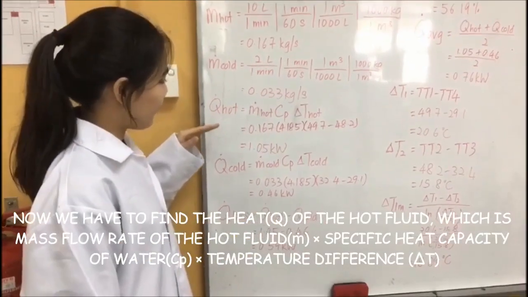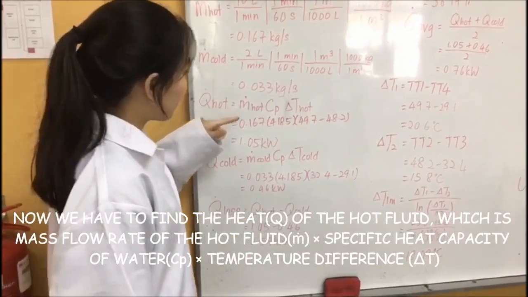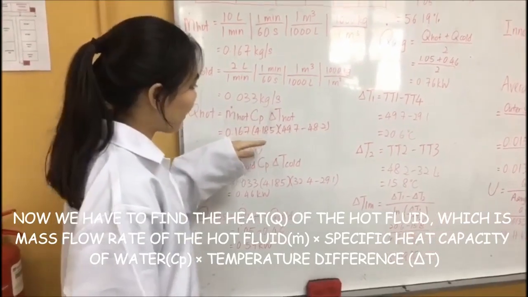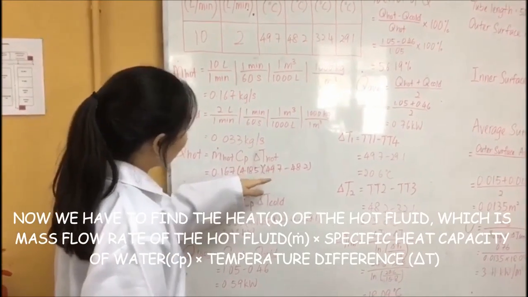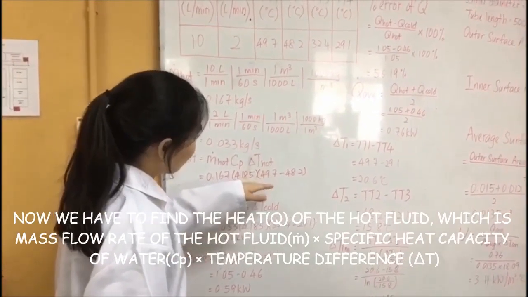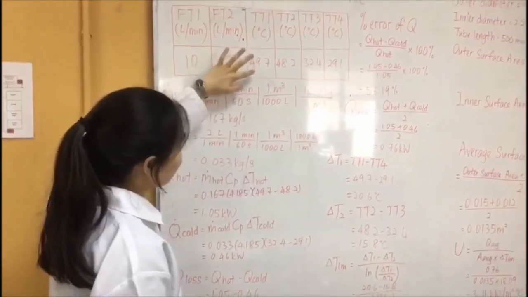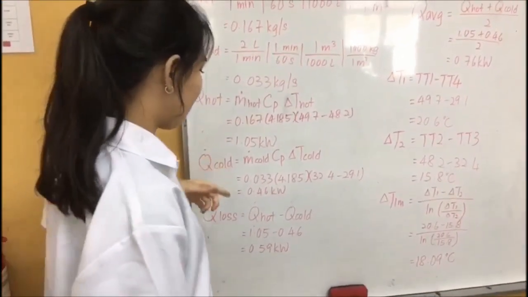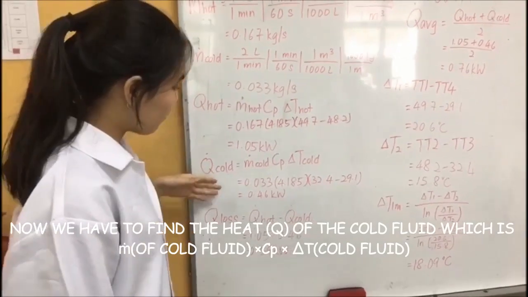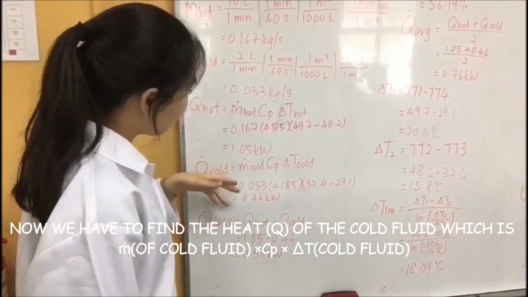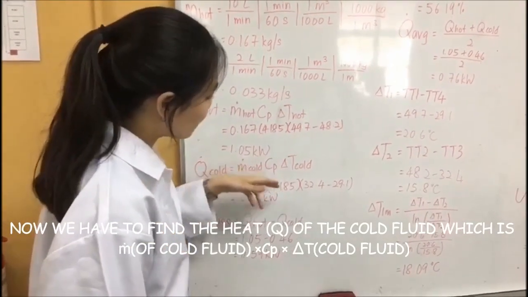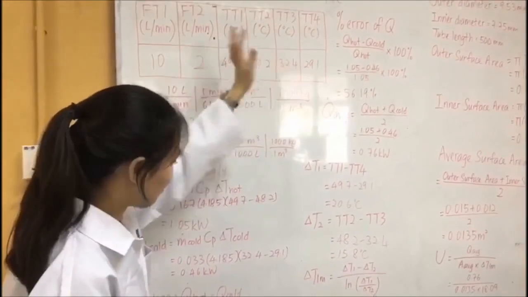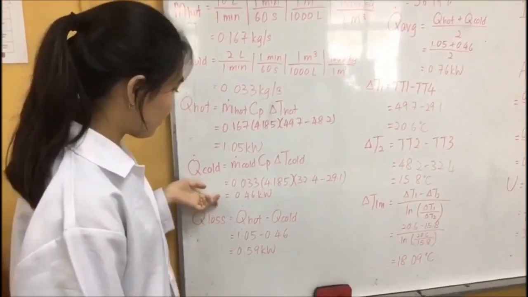And now we have to find the heat of the hot fluid, which is the mass flow rate of the hot fluid times the specific heat capacity of water, which is 4.185, multiplied by the temperature difference of the hot fluid, which is 49.7 minus 48.2. So we get 1.05 kilowatt. Then we find the heat of the cold fluid, which is the mass flow rate of the cold fluid times the specific heat capacity of water and delta T cold, which is 52.4 minus 29.1. So we get 0.46 kilowatt.